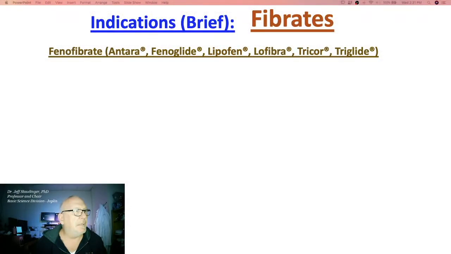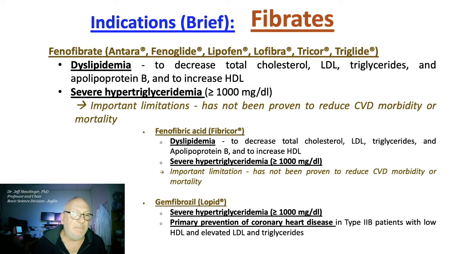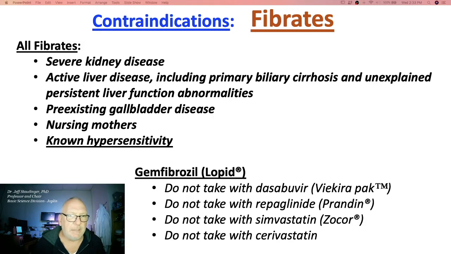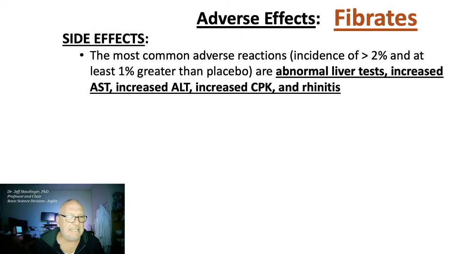The names of which are shown here include treatments for dyslipidemia and severe hypertriglyceridemia. Fenofibric acid and gemfibrozil, as we'll see, is a little bit special amongst the group. It's for primary prevention of coronary heart disease as well as hypertriglyceridemia. Fibrates are contraindicated in kidney disease, active liver disease, pre-existing gallbladder disease, contraindicated in nursing mothers, and as always, those with known hypersensitivity. And gemfibrozil is a little bit special, and we're going to talk about this later in the lecture. Adverse effects are abnormal liver tests, which is increased AST, ALT, CPK, as well as the occurrence of rhinitis.